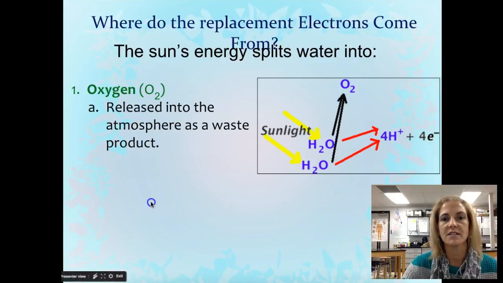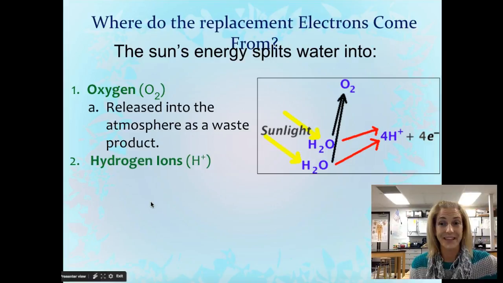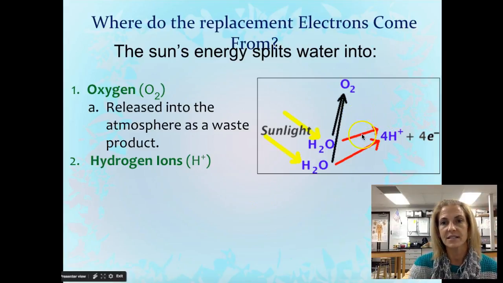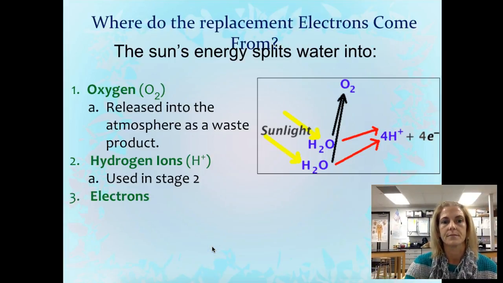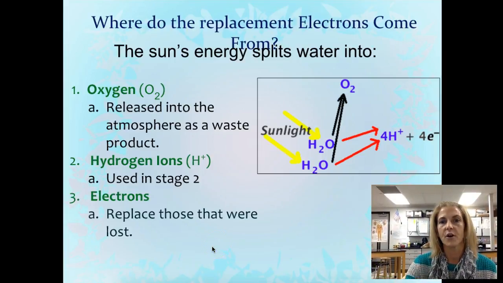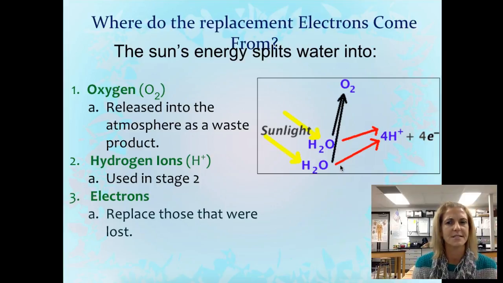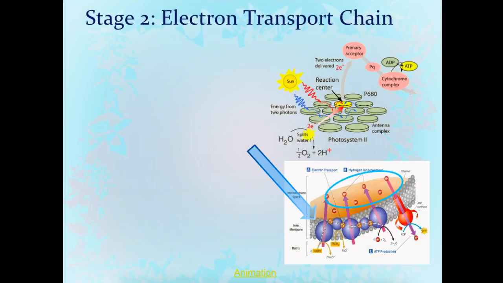So oxygen is then released into the atmosphere for other organisms to breathe in for respiration, or maybe the plant uses it for its own respiration. Hydrogen ions are being released, and we're going to need those in the process of making ATP and NADPH. The electrons go back in and replace the ones that have been lost. I feel like we've said the same thing 3 times in 3 different graphics.